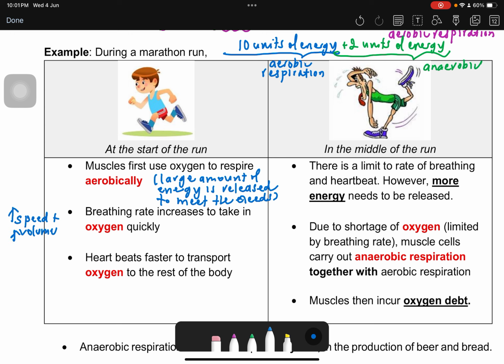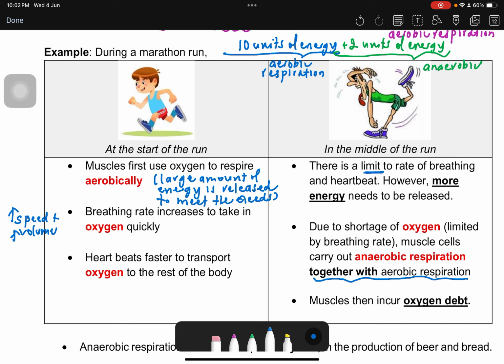And on the other hand, your heart beats so much faster to transport oxygen to the rest of the body. But at a certain point, when you hit the maximum rate of breathing and the maximum rate of heartbeat, your body still needs more energy. So this is where anaerobic respiration kicks in together with aerobic respiration to meet the energy needs of your body. And here comes another phrase to take note of.